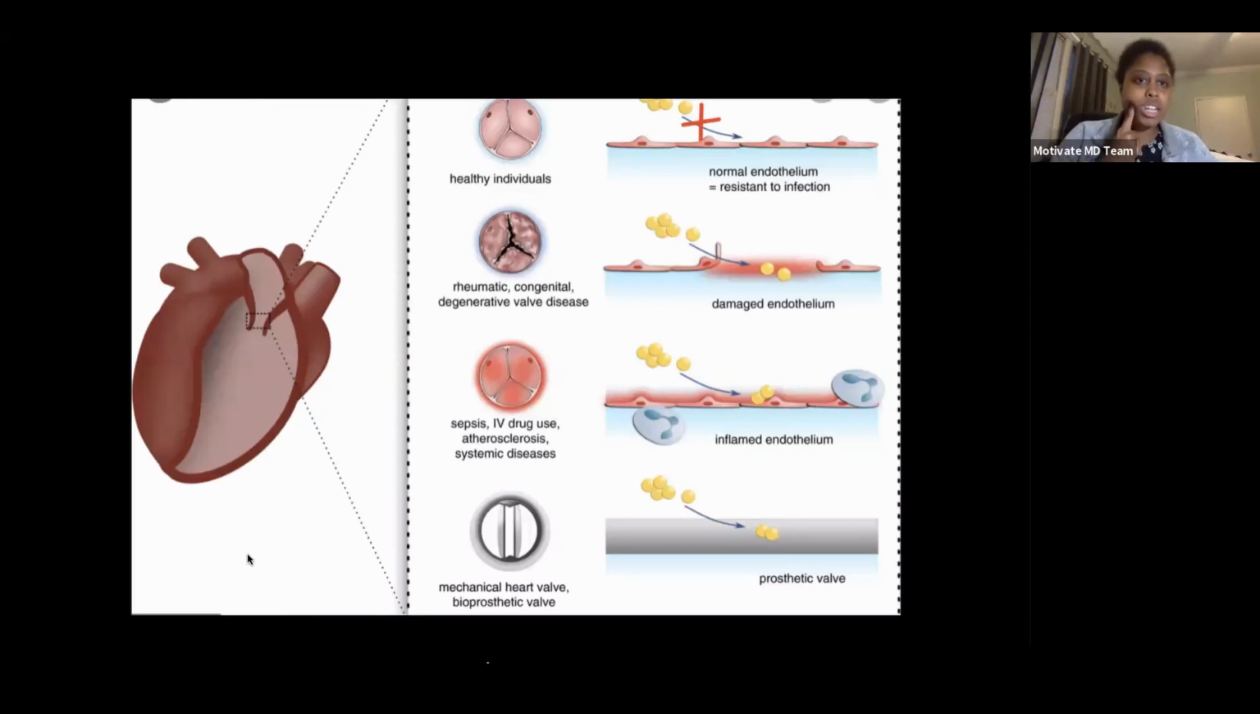Any questions on that? So basically, if someone has a nice, healthy heart, nice, healthy valves, you sort of expect that if any infection were to get in there, it would just flow right over it. But as soon as you have a damaged endothelium or an inflamed endothelium, a person's more likely to have thrombi formation. And then in that thrombi formation, there's seeding that occurs.